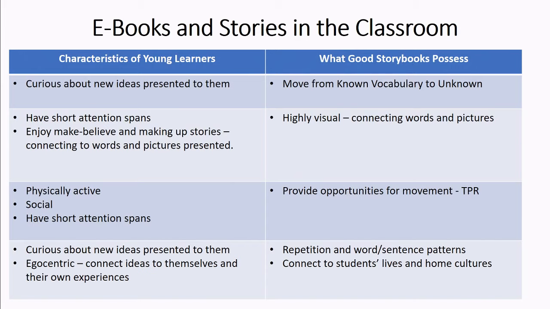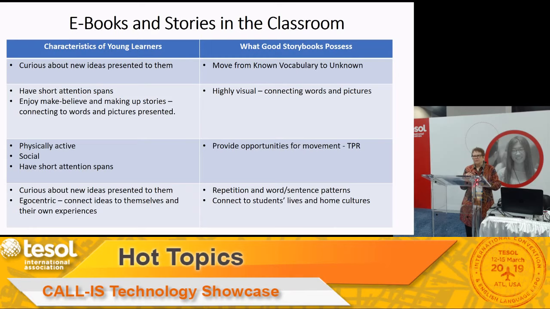So that's kind of the basis for what you're looking for in young learner books. And so what I did here was I looked at these characteristics and what good storybooks should possess. They're curious, so you want to move from known vocabulary to unknown to help them learn new words. They have very short attention spans. They love make-believe. They like connecting things to their own lives. So it should be very highly visual, and the words and the pictures should connect totally with them. They're physically active, so the storybook should also provide opportunities for movement, whether it's drag and drop, scan across the page, or even stop and talk and do before they move on to the next page.